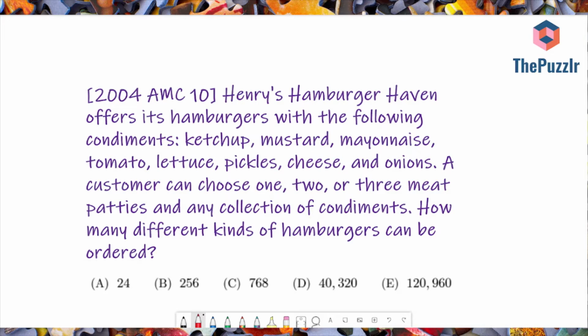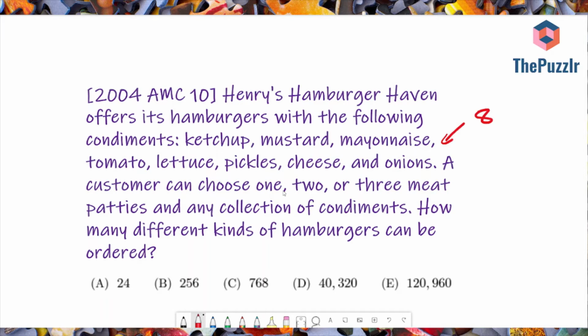So 2004 AMC 10. Henry's Hamburger Haven offers its hamburgers with the following condiments: ketchup, mustard, mayo, tomato, lettuce, pickles, cheese, and onions. So just quickly counting, we see 8 condiments. So I'm going to just write that here. 1, 2, 3, 4, 5, 6, 7, 8 condiments. A customer can choose 1, 2, or 3 meat patties and any collection of condiments. How many different kinds of hamburgers can be ordered?